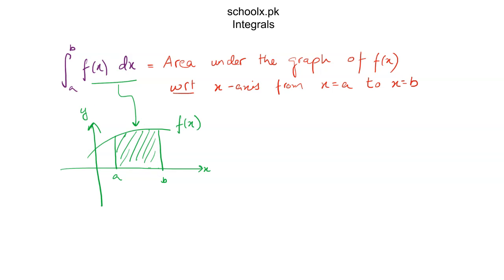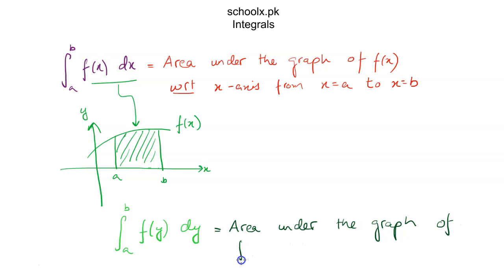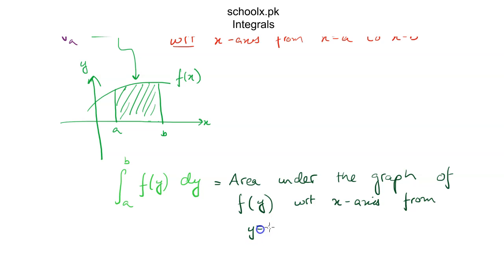Alright. Now if I had a little bit of different function, let's say it was written f of y dy from b to a. Now what this means is, it's a little bit different. What this means is the area under the graph of f of y with respect to the y-axis from y equals a to y equals b.